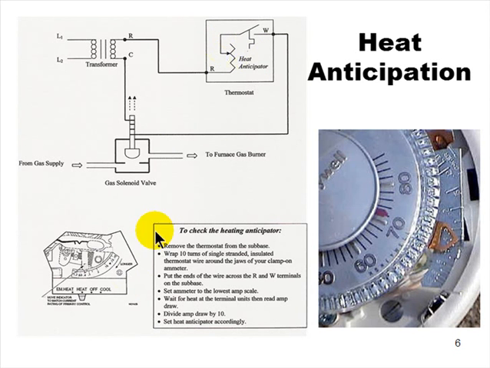What you need to do to set the heat anticipator, and this is the breakdown here. Basically, you're going to hook up one wire to R. You're going to take your clamp-on amp probe and wrap around the jaws of the amp probe. You're going to take exactly 10 turns and put the other end of that insulated thermostat wire on W. The thermostat's off the wall. You just have the subbase.